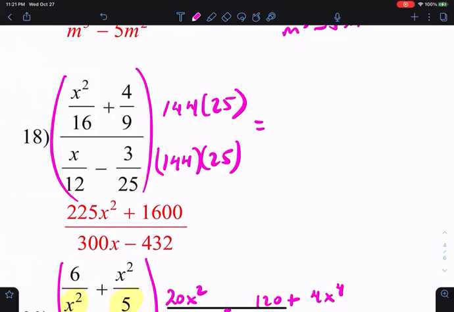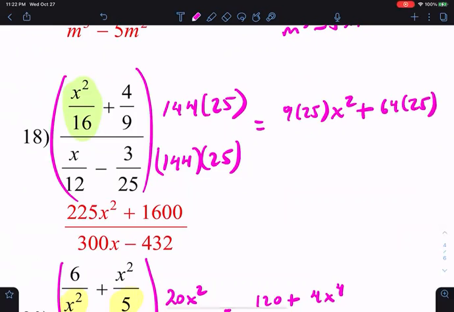So that's going to be 9 times 25, right? Because if you simplify that 144 times the first expression, that would be 16, 144 over 16, that's 9. 9 times 25, that's what I have on the top, times x squared. Then plus 144 divided by 9, that's 16. 16 times 4 is 64. And 64 times 25 should be here, right?